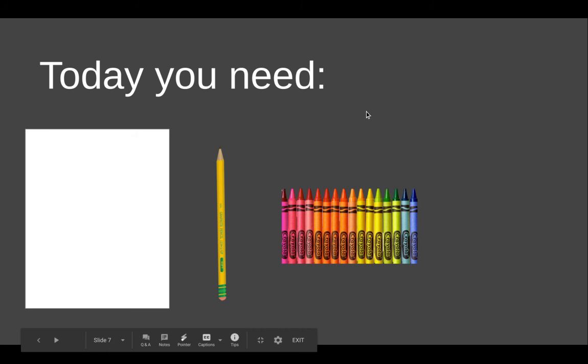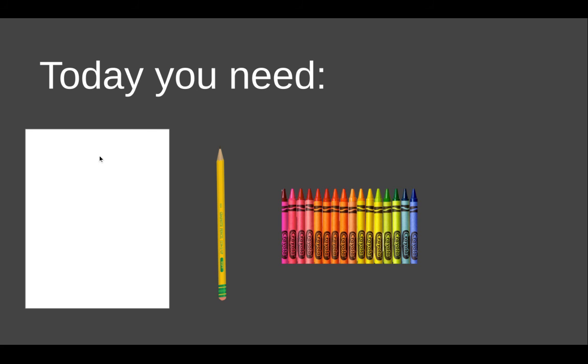Today, what you're going to do is you are going to pick somebody to do a portrait of. You could pick somebody in your family, a friend, or you can even do a picture of yourself. What I want you to do is have a piece of paper, a pencil, and some crayons. If you don't have crayons, but you have colored pencils, that's okay. And I want you to draw a picture of somebody.